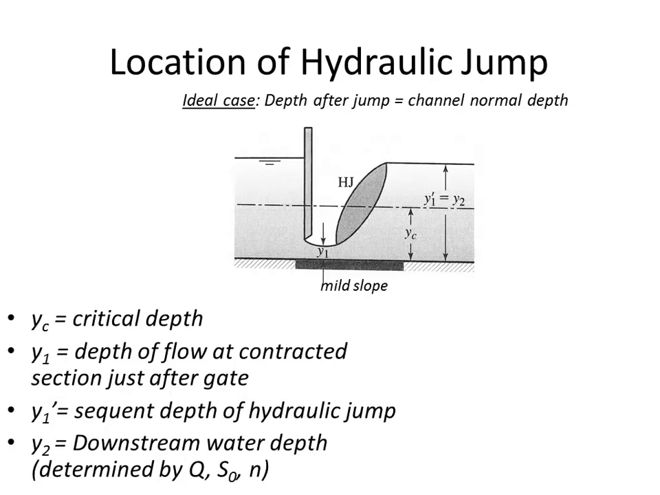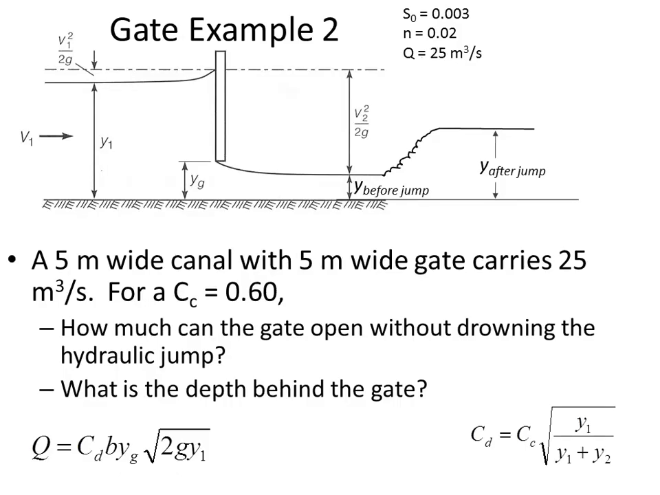So here's the illustration of the ideal case, and it's just showing that as soon as the water finishes contracting, it jumps. The jump occurs. And if we close the gate more, that's going to push the jump further to the right. And if we open the gate more, that's going to cause the jump to run into the gate, and then the jump will be drowned. All right, so here's the example where what we want to do is find out how much the gate can be opened.